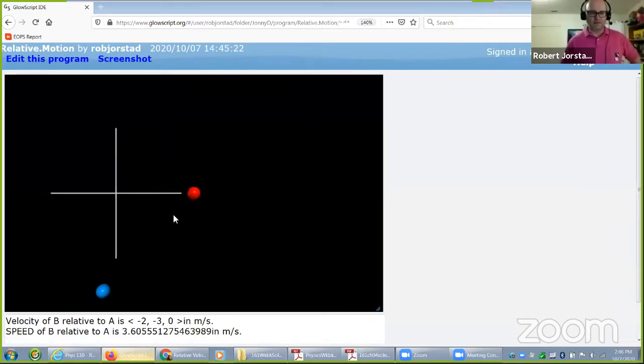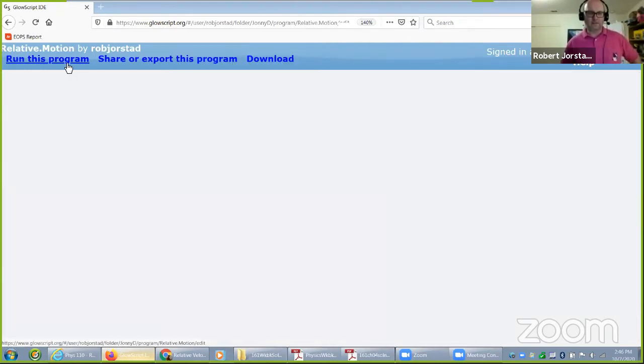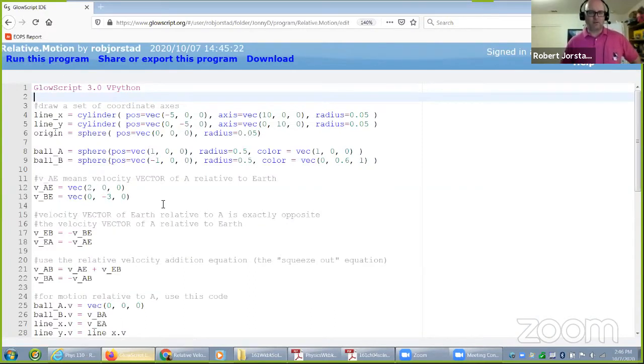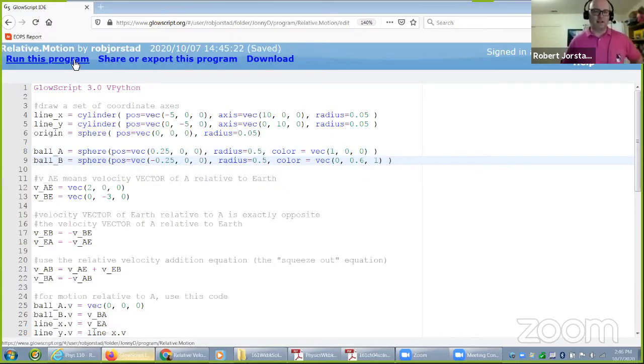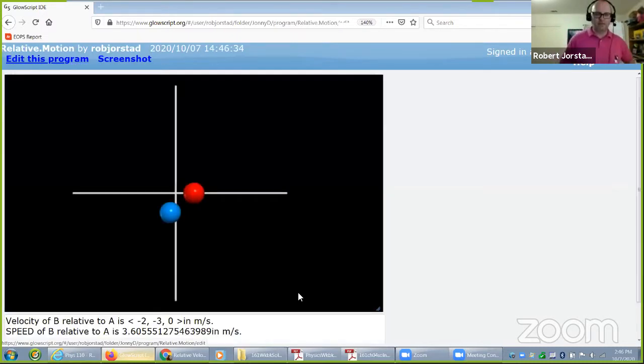So notice the Earth's moving there, and notice the ball is actually moving straight down. I don't know if you can see that. So what I could do here is set the initial positions. I could set them both at the origin just to make this a little more clear. So I'm going to put them almost exactly on the origin to start so you can see it better.